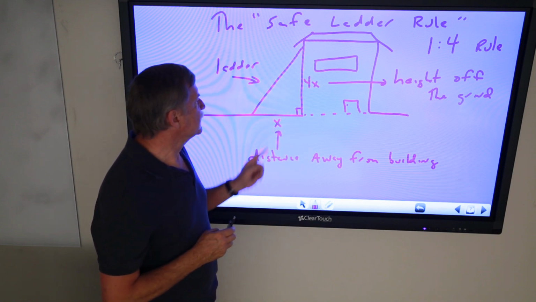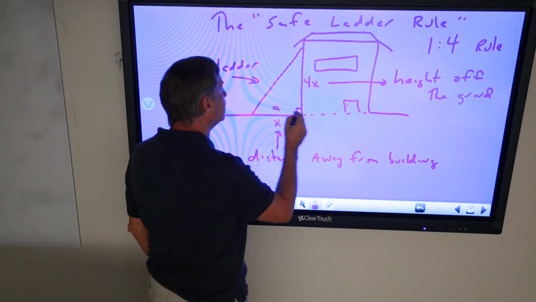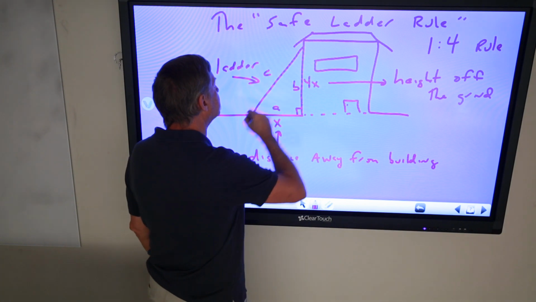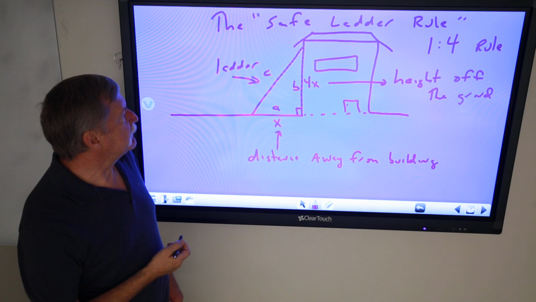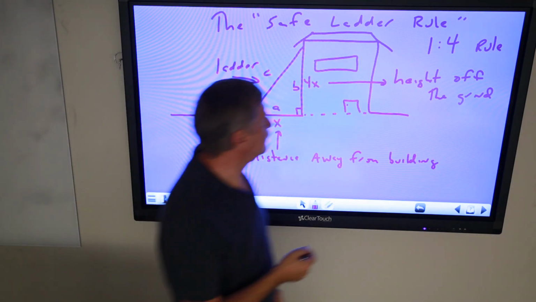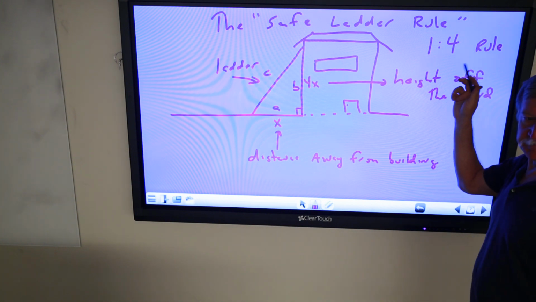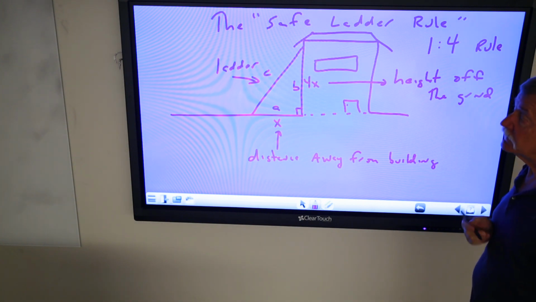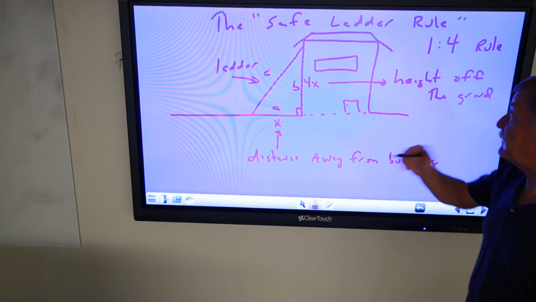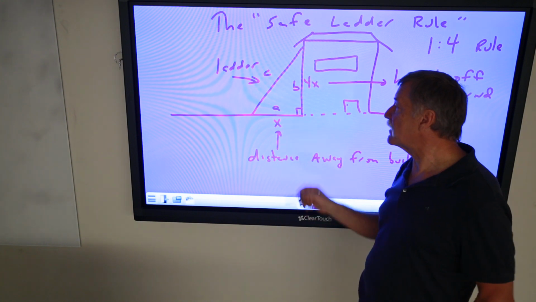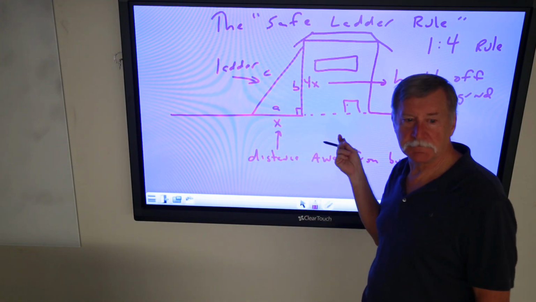So you have this distance away from the house, which just happens to be a, the height is b, and the length of your ladder is c. The idea is you should have a ratio of 1 foot away from the house for every 4 feet going up. If you don't, it's not safe. And you may have a problem like that in your homework. But basically, that's just telling you how long the ladder should be if you're going to put it this far away from the house. You just use the Pythagorean theorem.